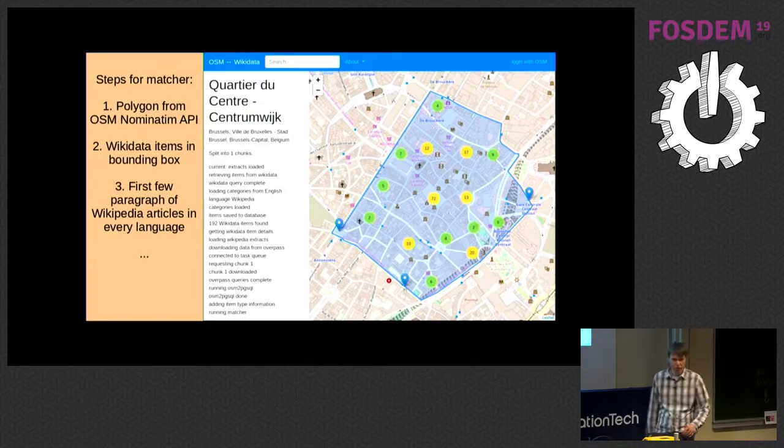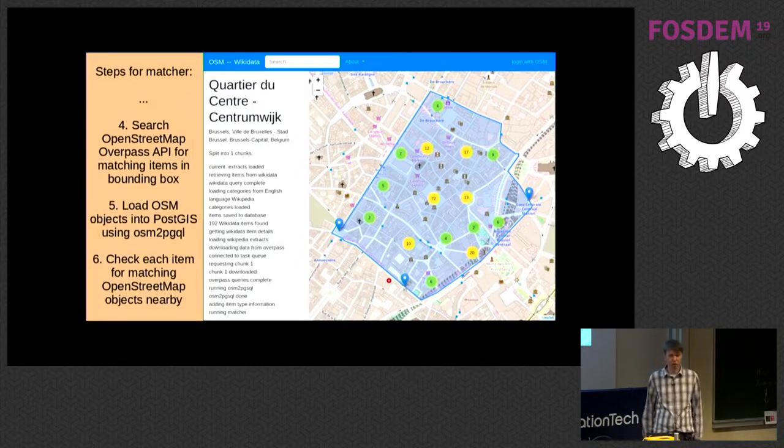So this is built with WebSocket. The user sits looking at this map for a minute or two while it's doing some processing, and it shows you the status as it's updating. The next step is it goes off and searches the OpenStreetMap Overpass API to find matching items within the bounding box, and then it loads all of that data into PostGIS to be able to do the comparison, and then it runs the matching process to try and find things.